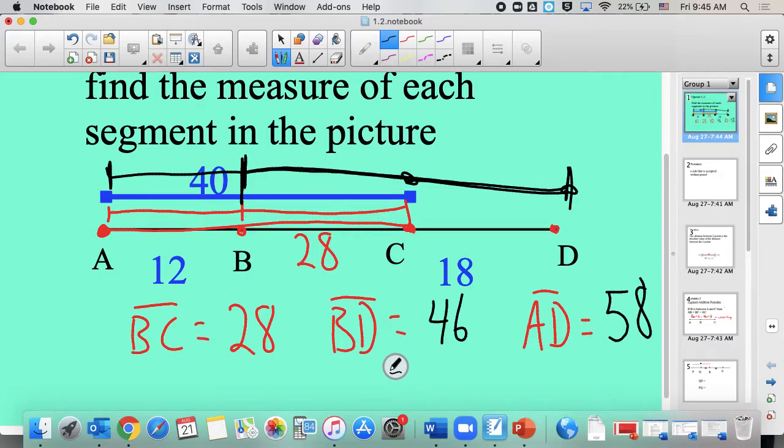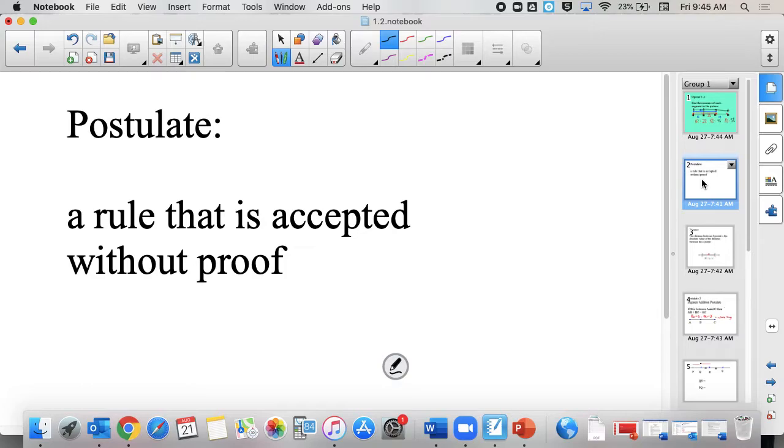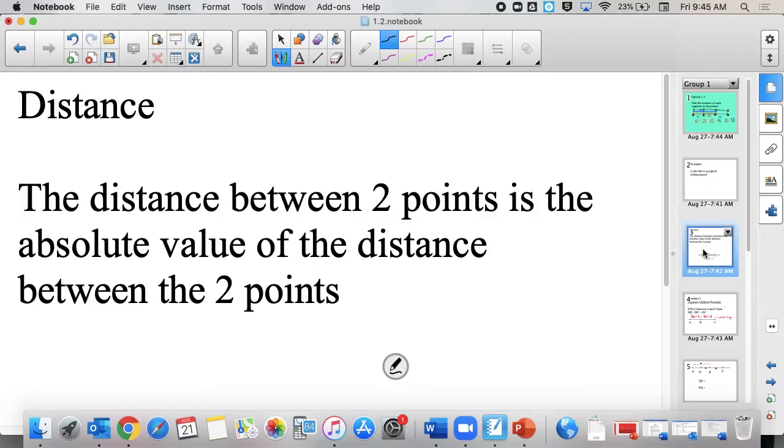The idea there is adding those pieces together. That's going to be one of the postulates we go over. As we talked about, a postulate is a rule that is accepted without proof. It's something so basic that we just assume it's true. That's the idea of a postulate. Your first one will be called our distance postulate.